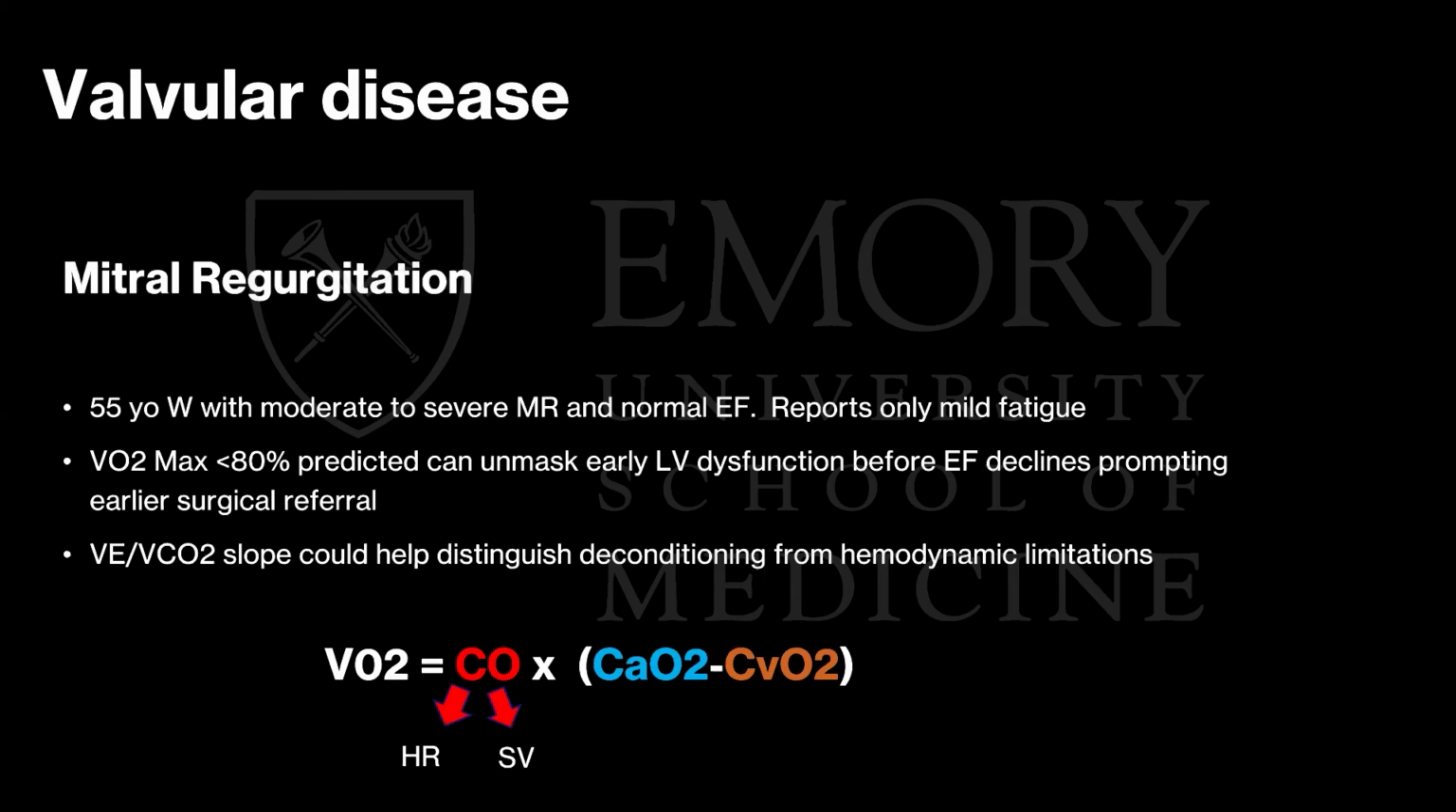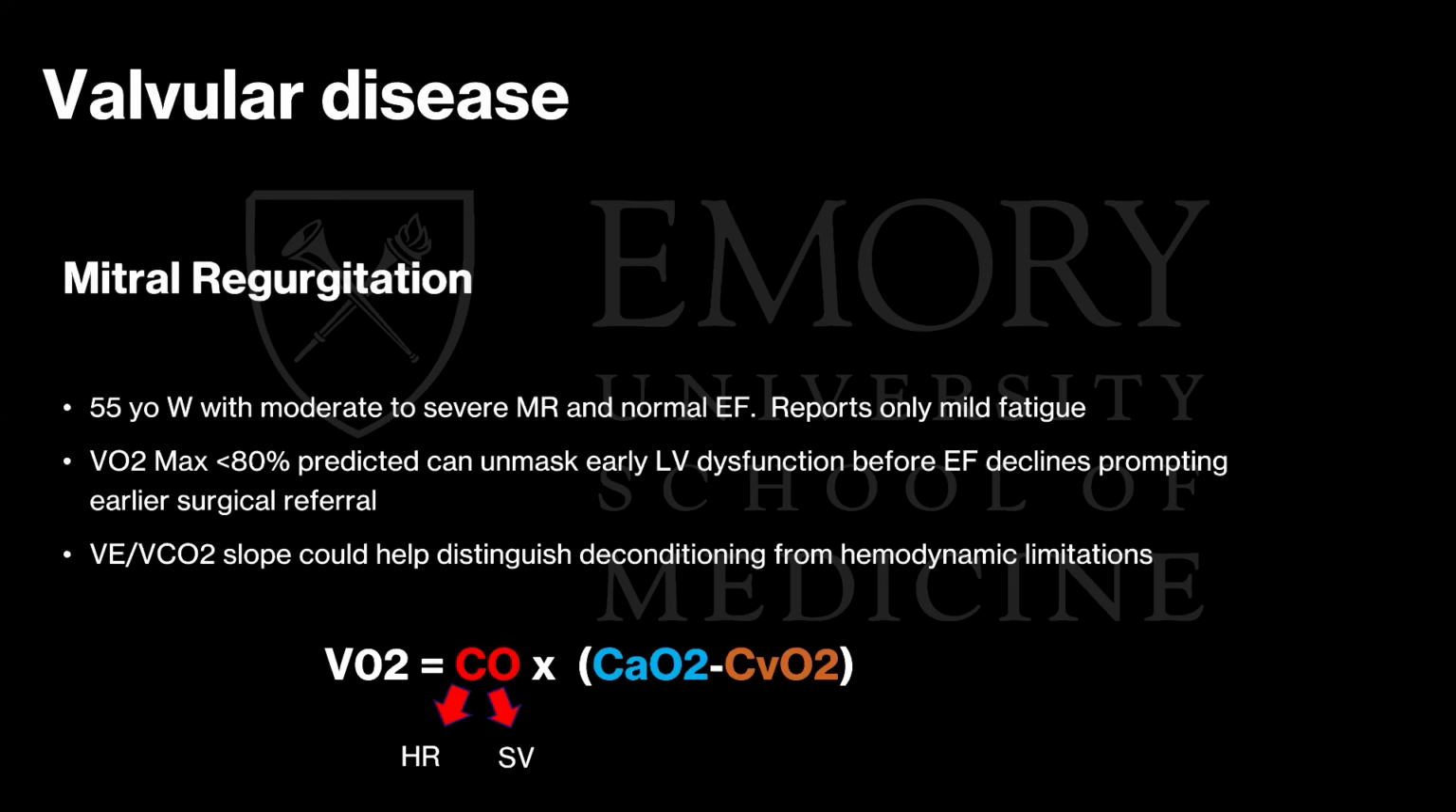Next, looking at a valvular disease scenario. I'll go through two for the interest of time. First, we'll talk about mitral regurgitation. Say we have a 55-year-old woman with moderate to severe MR, which we do see a lot on our echoes, and a normal EF. We'll say EF is above 65%. She's only reporting a little mild fatigue, still able to do her day-to-day activities, but lives a mainly sedentary lifestyle. She's not going on a jog, so you can't really get good data there. She just roams around the house and does small tasks.